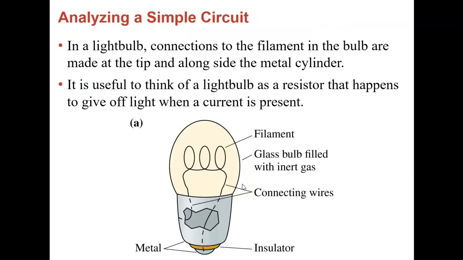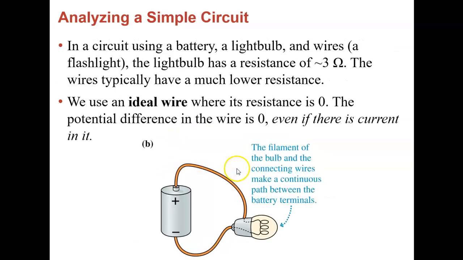So in a light bulb, connections to the filament are made at the tip along the side of the metal here. Okay, and part of the reason that the filament works is that the inert gas creates part of the glowing. So the current moves through the wires, goes through this filament that has a relatively low resistance, that heats up and reacts with the inert gas a little bit to make it light up. So in the circuit with a battery and light bulb, the light bulb has a resistance of about 3 ohms.